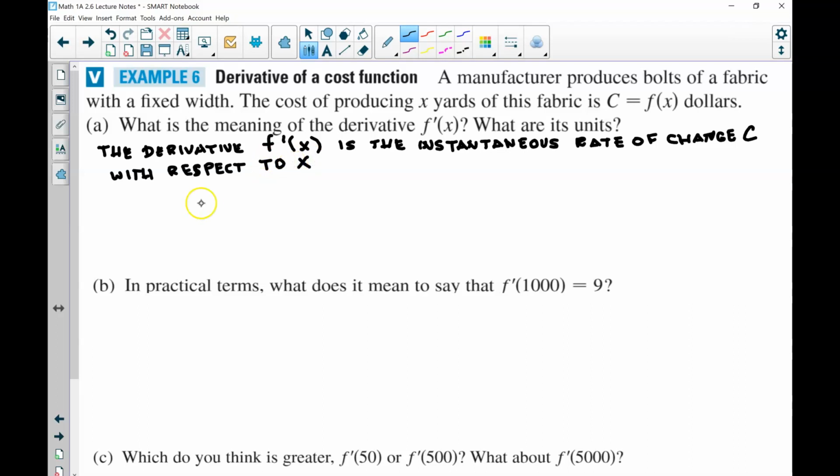So the way we would write this is f prime of x is equal to the limit as the change of x approaches 0 of the change of C over the change in x.